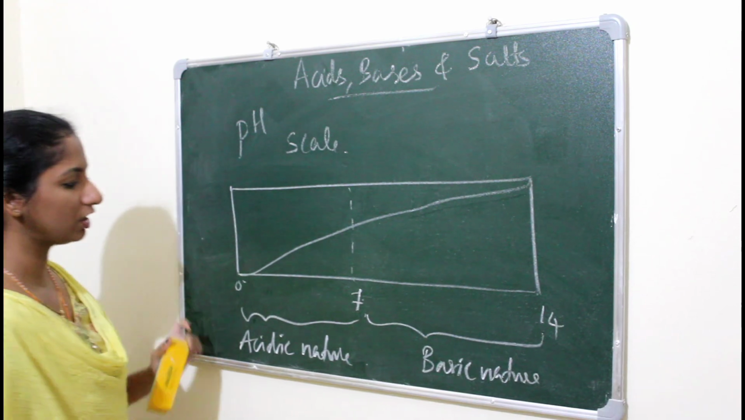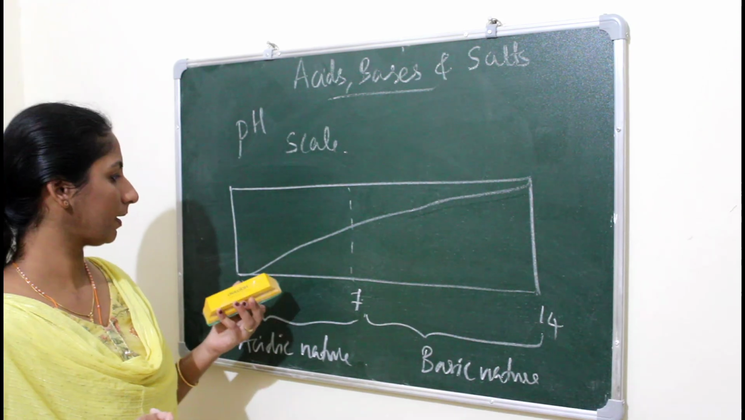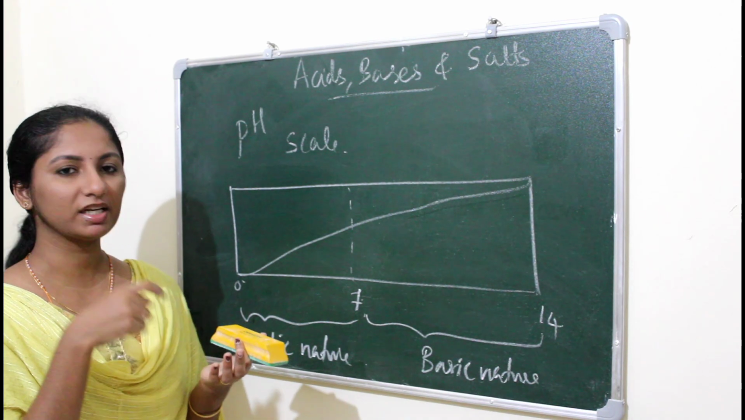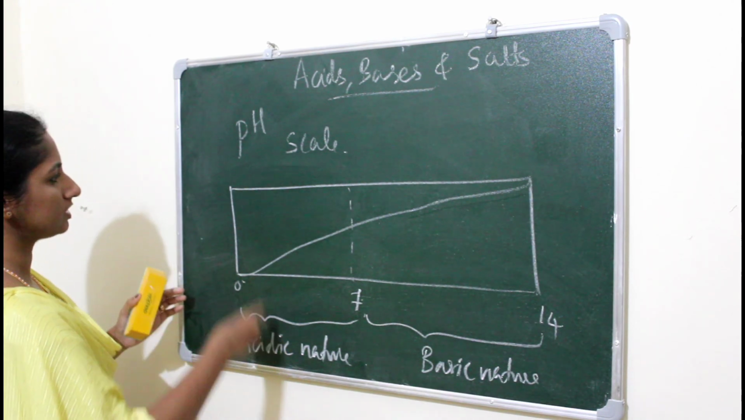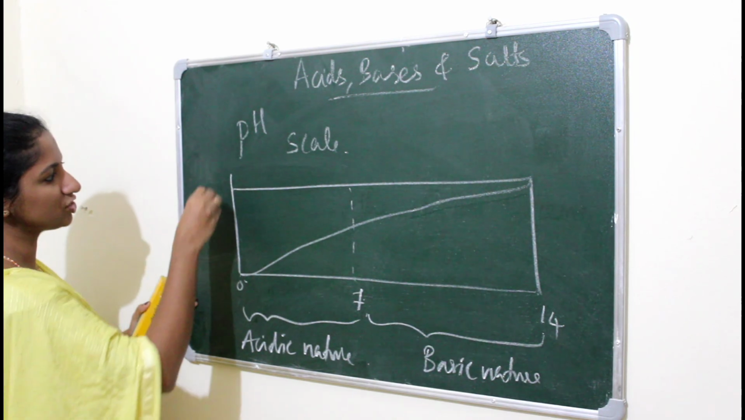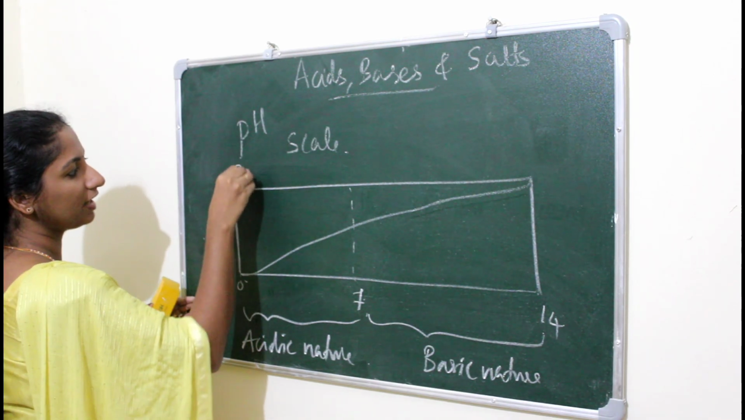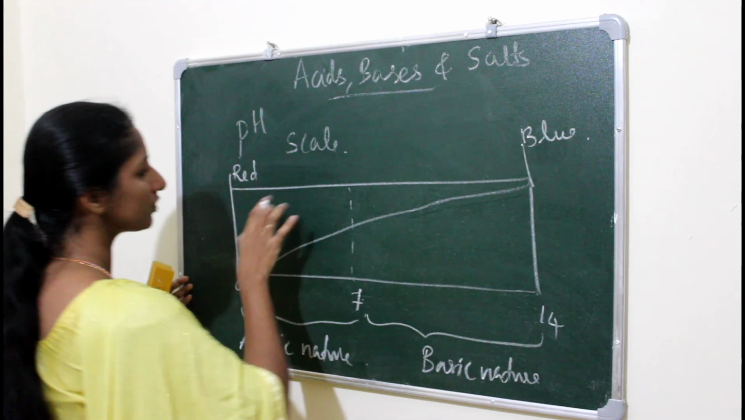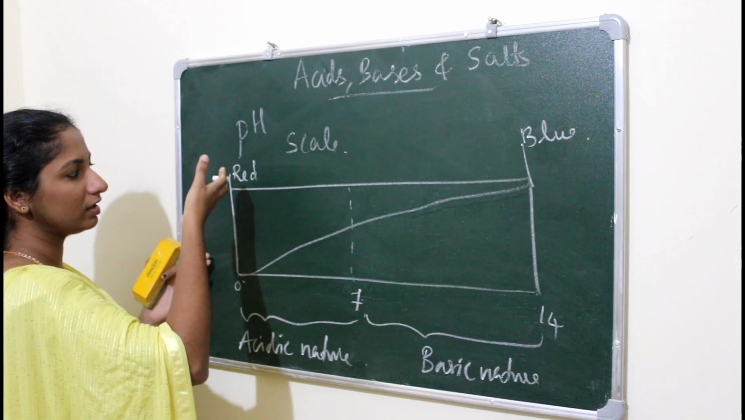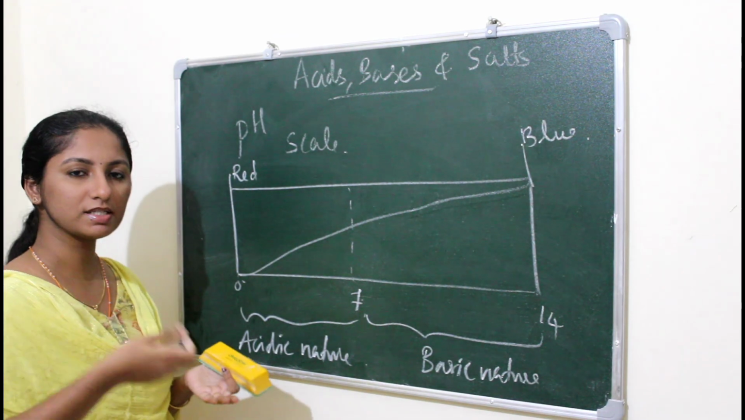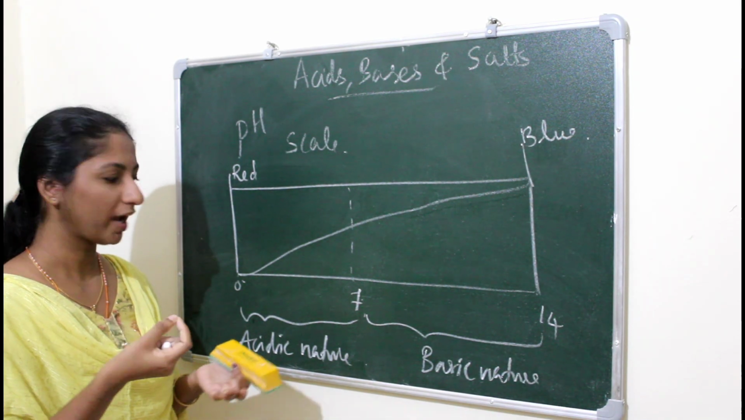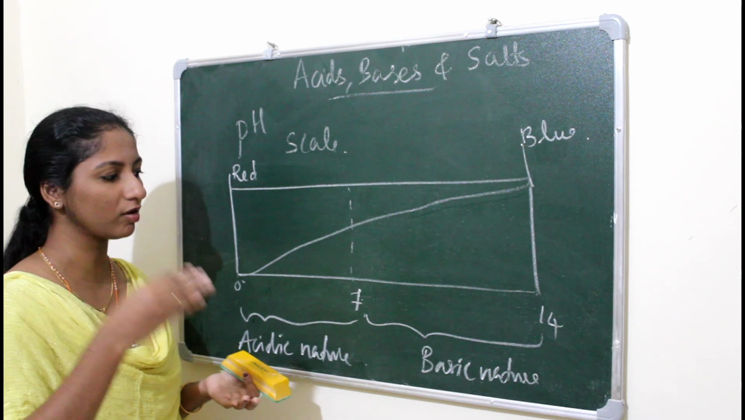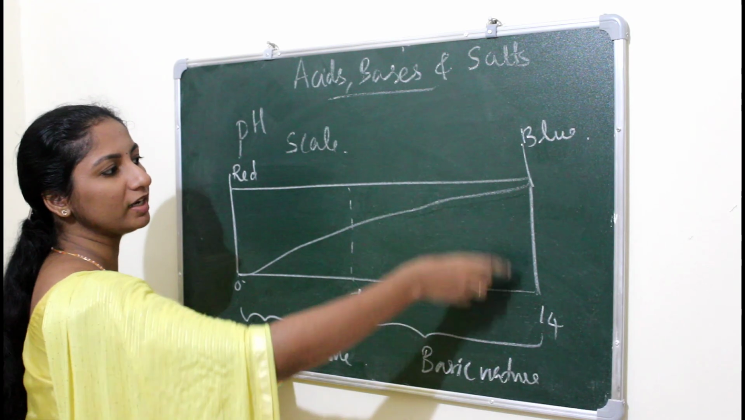That means when we dip this litmus paper into the solution to check whether it is acidic or basic, in the acidic range this litmus paper shows red color, right? In the basic region it will show a blue color, right? So actually it is a color ranging from red to blue. When we are dipping this litmus paper into the solution, according to the pH change, whether it is acidic or basic, strong acid or weak acid, strong base or weak base, it will show different color in different region.